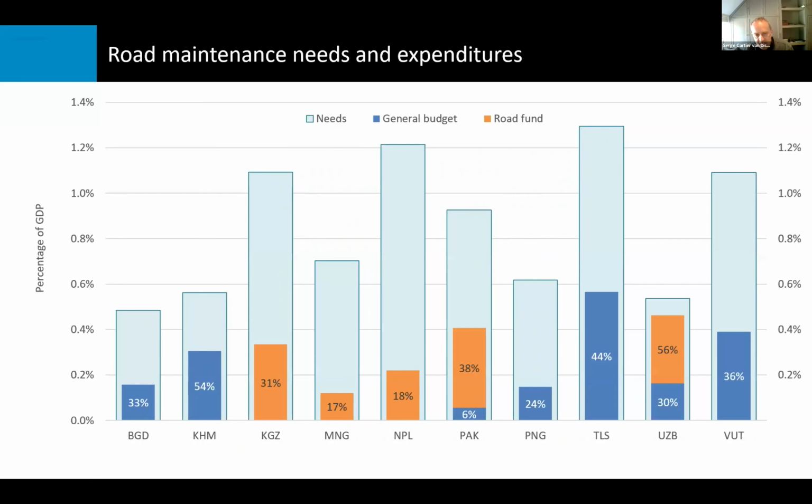What we also see is that the degree of coverage differs a lot by country, from very lows like 17% in Mongolia to relatively decent levels in Uzbekistan, where we're reaching 86% of the estimated needs. What this graph also shows is that some countries have road funds. So 5 of the study countries have road funds. And to a large degree, these road funds actually provide the financing for road maintenance.